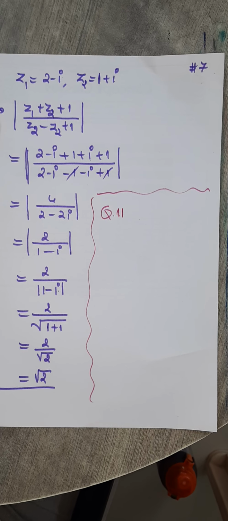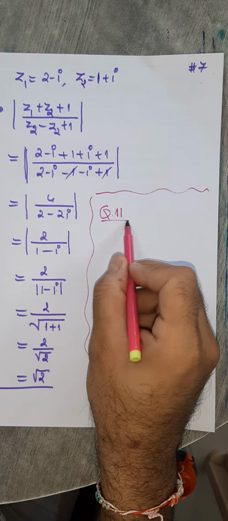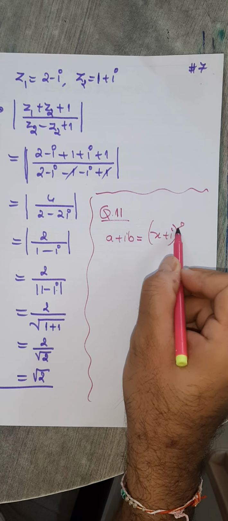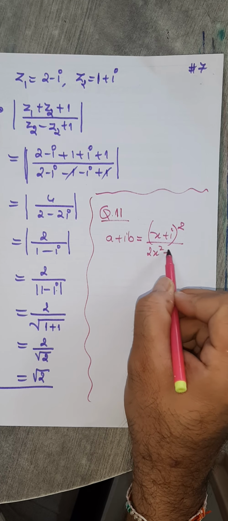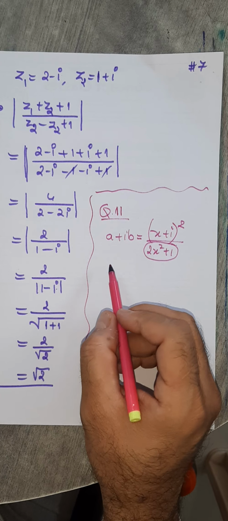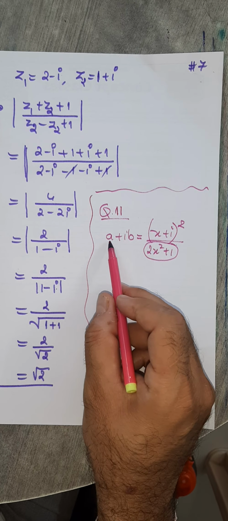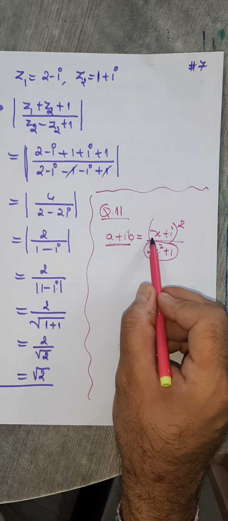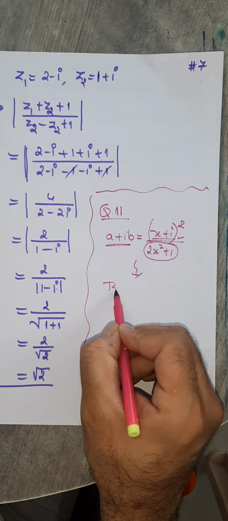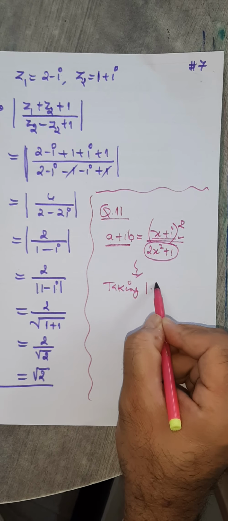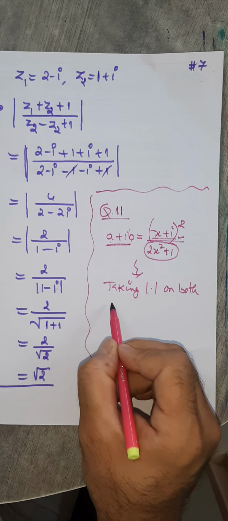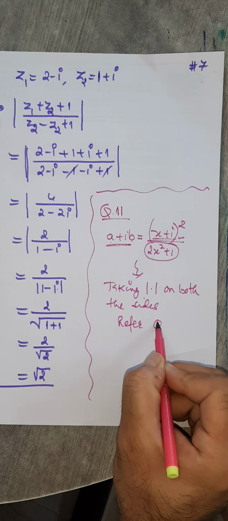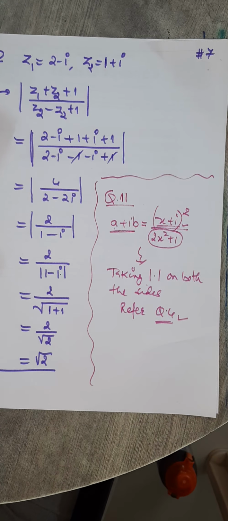Question number 11 is, if you just observe, a plus iota b equals x plus iota the whole square upon 2x square plus 1. This is a real number, there is no iota, remember. If you see the required expression, you want a square plus b square, that is the magnitude of this. And x square plus 1 is the magnitude of this. So just take modulus on both sides, taking magnitude on both sides. Just refer to question number 4, you will realize it's a copy of question number 4.